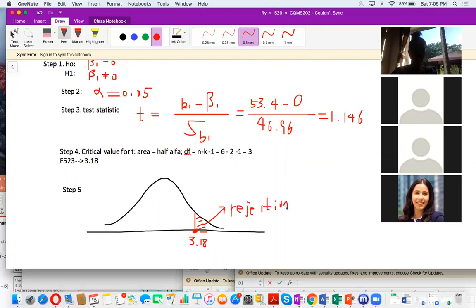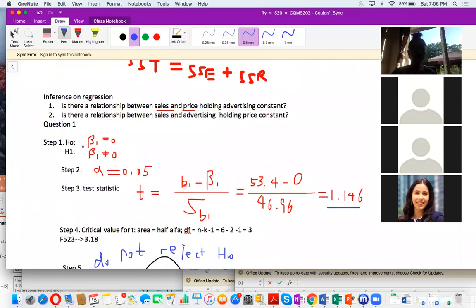And now, label your test statistic here, 1.146. Because the test statistic is not in the rejection region, you do not reject H0, or fail to reject H0. Go back to see what H0 is. H0 said beta 1 equals 0.